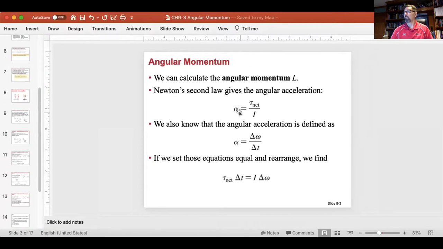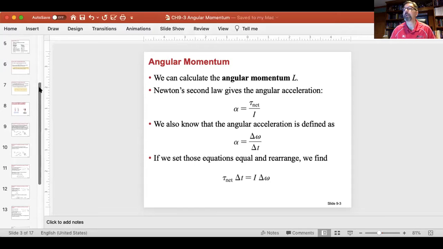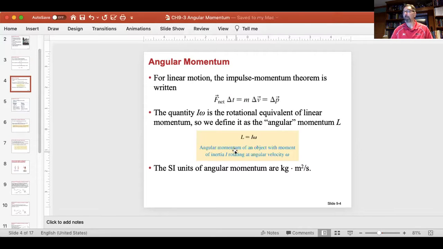Okay. Since torque is moment of inertia times angular acceleration, I've solved for the angular acceleration here. And angular acceleration is also the change in angular velocity over the time. I can set those two equal to each other, cross multiply, and you see that the torque times a time interval, that's what I'm calling an angular impulse. I don't have a symbol for it like J, like I did for impulse along a line, but it exists. That has to be equal to moment of inertia times an angular velocity change, which is a change in angular momentum, because then we go on to define angular momentum as a moment of inertia times an angular velocity.